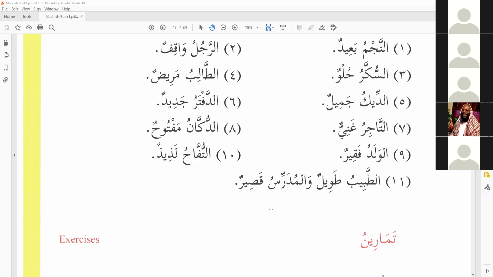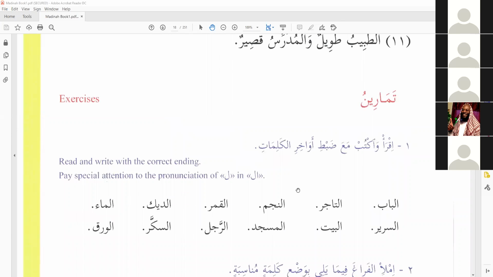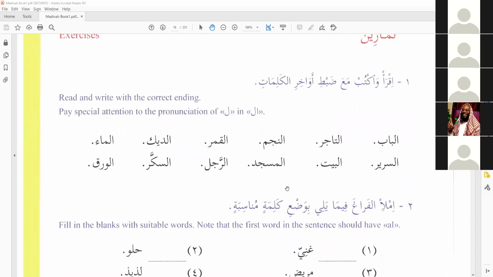The doctor is tall, and you heard how Sister Syra did an excellent job not pronouncing the lam, merging it into the ta, giving the ta its extra little beat of duration. And then we have mim, which is pronounced on the lips, and so is a moon letter, not a sun letter. So we pronounce that lam. Wal-mudarris qasir, and qasir is the opposite of tawil. Excellent work. Okay, we're just about at the end of our time.